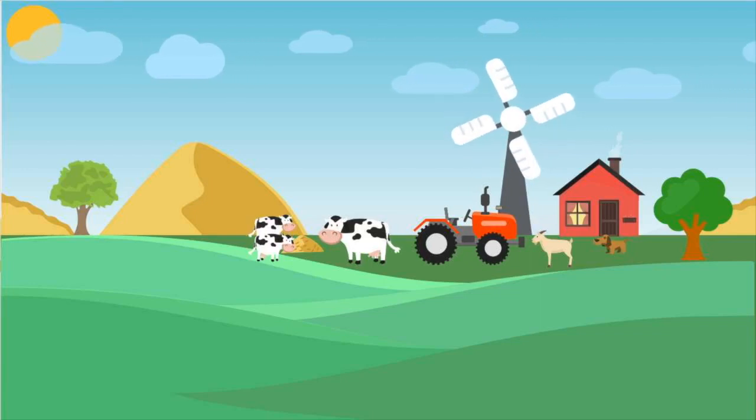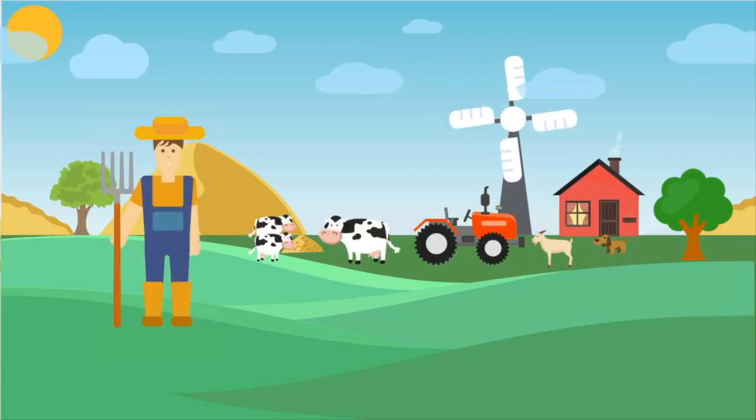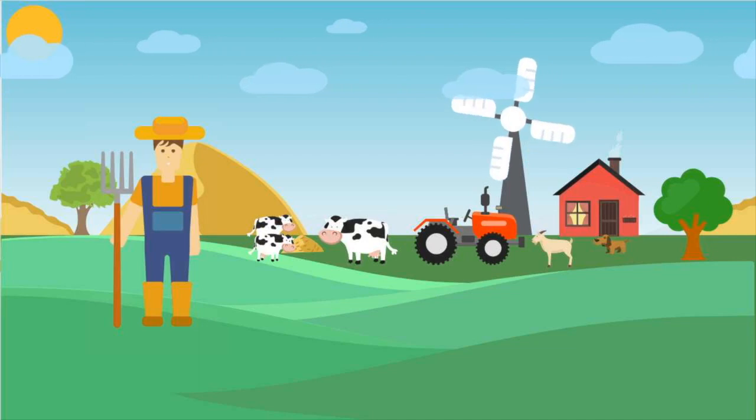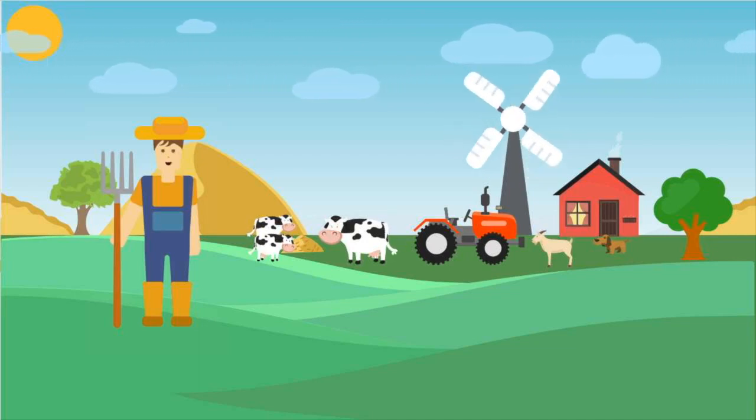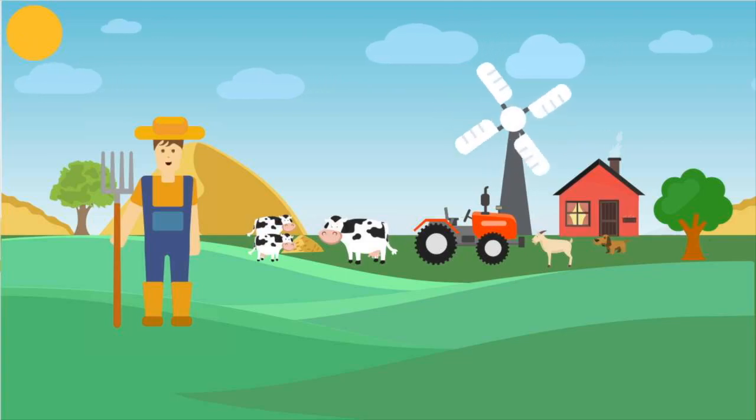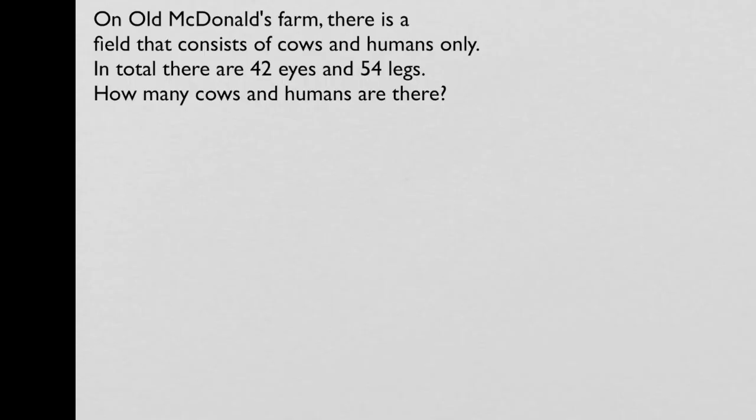Our next video takes us down to the farm, where there are cows and humans only. If there are 42 eyes and 54 legs, how many cows and humans will there be? Okay, let's get cracking and start this question. Get down on that farm, get our Wellington boots on, and get our hands dirty.